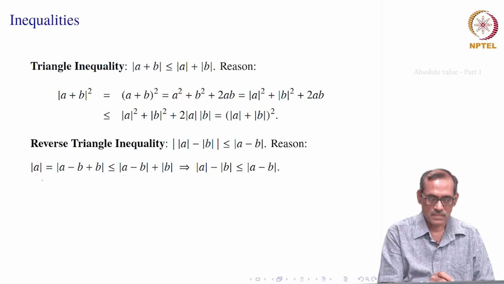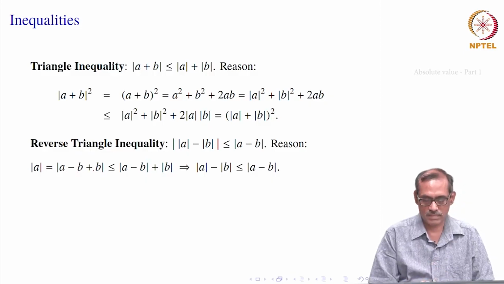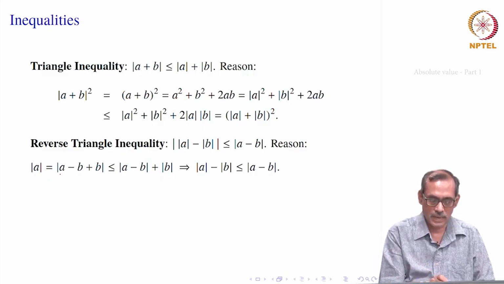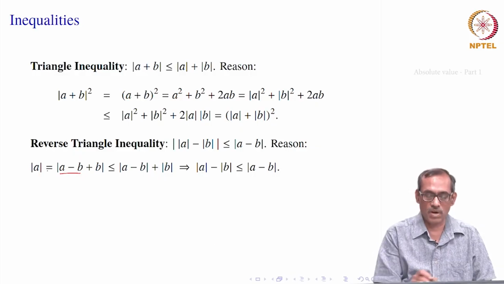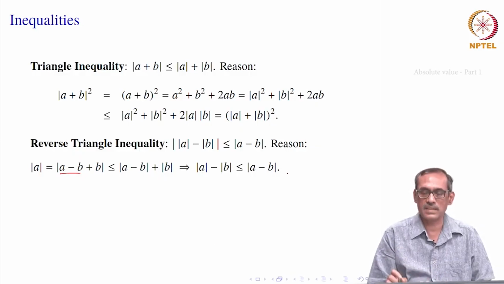So, let us start. We start with A, say mod A. Inside that modulus sign we subtract B and add B, so they are equal. Then we use the triangle inequality to get A minus B as one factor and B as the other one. So, it is less than or equal to mod of A minus B plus mod B. That gives mod A minus mod B is less than or equal to mod of A minus B.